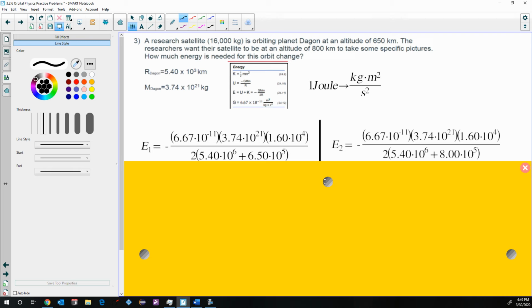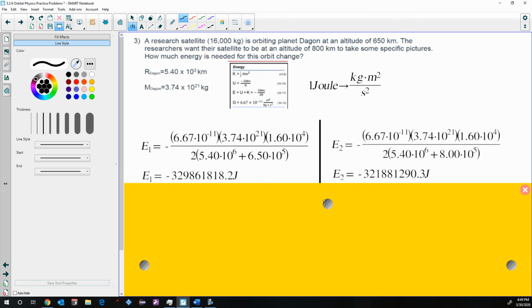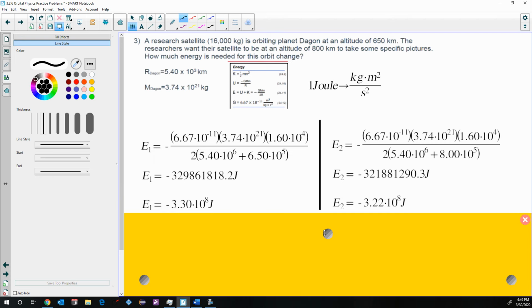For our second one, we're just going to keep the equation the same, but the only thing we're going to change is this piece right here: the 6.5 just becomes 8.0. And we're going to go ahead and crunch those numbers. We get negative 321881290.3 joules, which turns into negative 3.22 times 10 to the eighth joules.